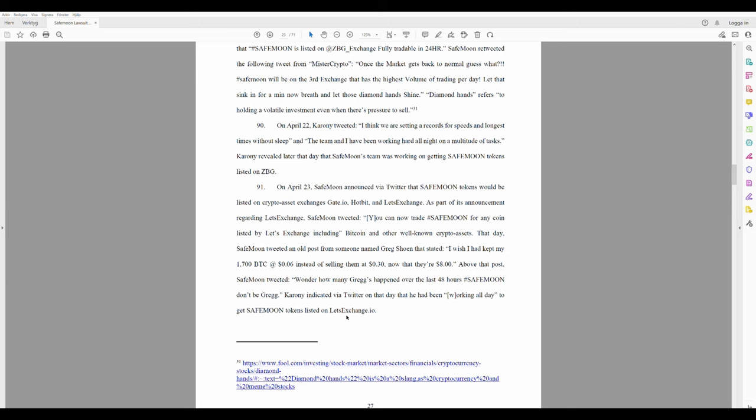On April 23rd, Safemoon announced via Twitter that Safemoon tokens would be listed on crypto asset exchanges Gate.io, Hotbit, and Let's Exchange. As part of its announcement regarding Let's Exchange, Safemoon retweeted, "You can now trade Safemoon for any coin listed by Let's Exchange, including Bitcoin and other well-known crypto assets." That day, Safemoon tweeted an old post from someone named Greg Schoen that stated, "I wish I had kept my 1,700 Bitcoin, $0.06, instead of selling them at 30 cents.